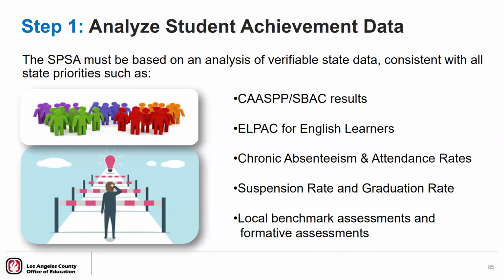So let's go to step 1, analyze student achievement data. As Rachel mentioned earlier, the SIPSA must be based on an analysis of verifiable state data, consistent with all state priorities and informed by all indicators, which includes data such as your CAS or SBAC results in ELA, math, and science, LPAC results for English learners and long-term English learners, chronic absenteeism and attendance rates, suspension rates, graduation rates, as well as local benchmark assessments and other formative assessments.